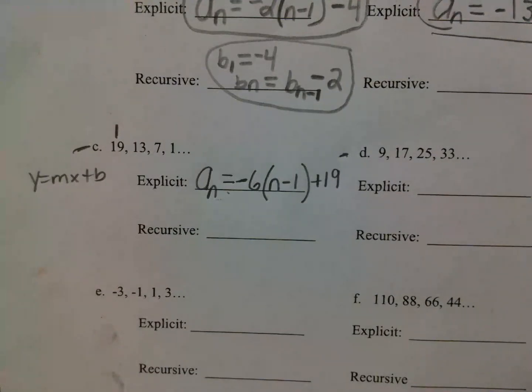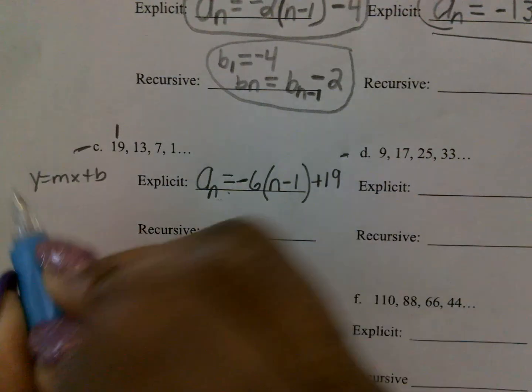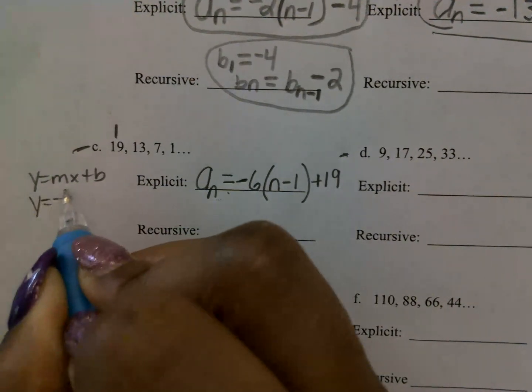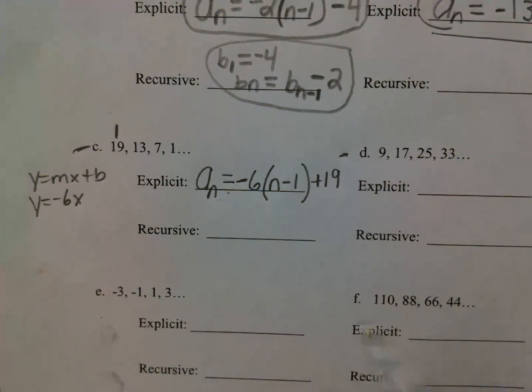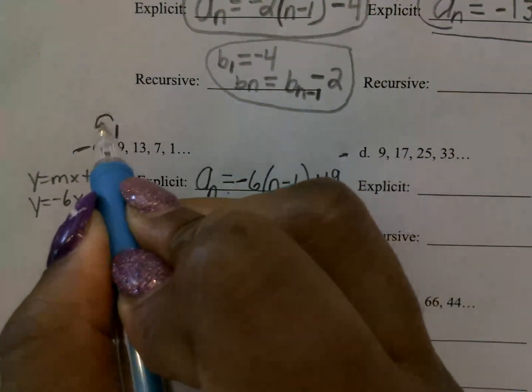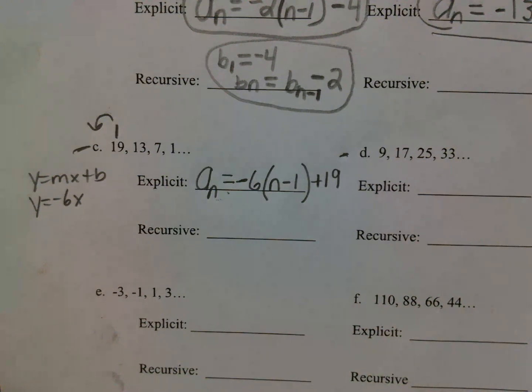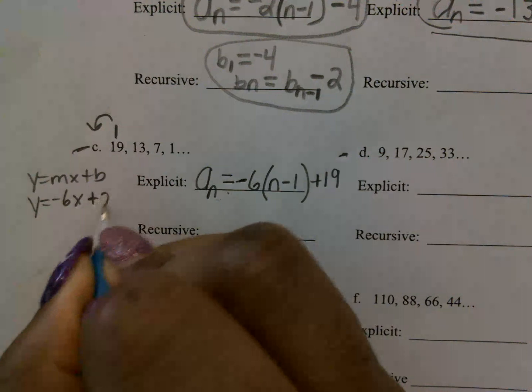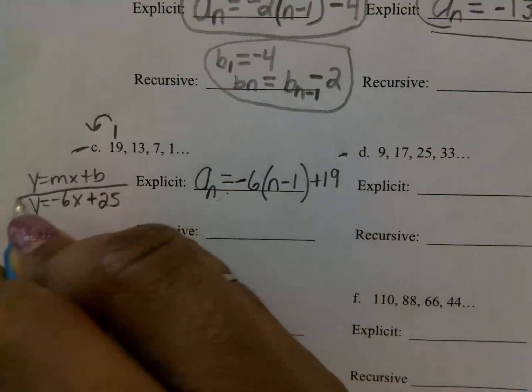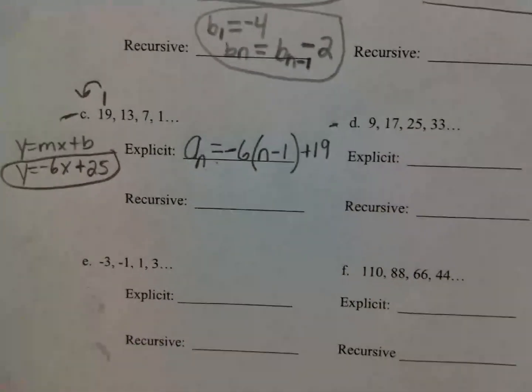What is the slope again? Negative 6. So it's y is equal to negative 6x. What is the starting amount? What was the number before 19? No. What's the number before 19? Say again? 25. Positive or negative? Positive. This is the other explicit formula.